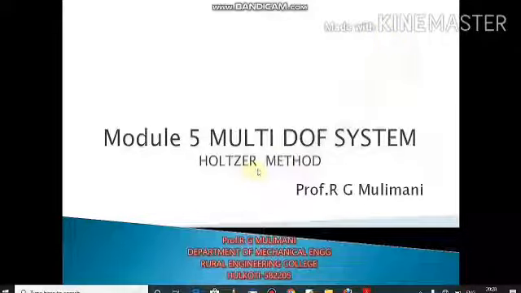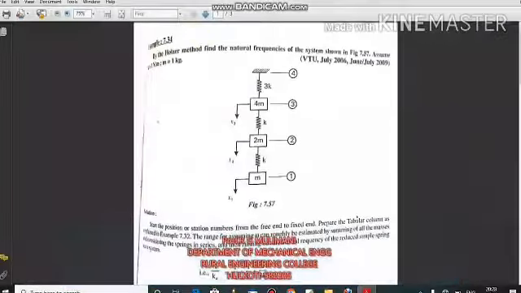This is a numerical method to find the natural frequency of the system. Okay, let us start with a problem. We are discussing Holtzer's method. It is a numerical method to find the natural frequency of the system. Already we know that this is a 3 degree of freedom system. For this problem, from the Holtzer's method, we can find all the 3 natural frequencies of the system.